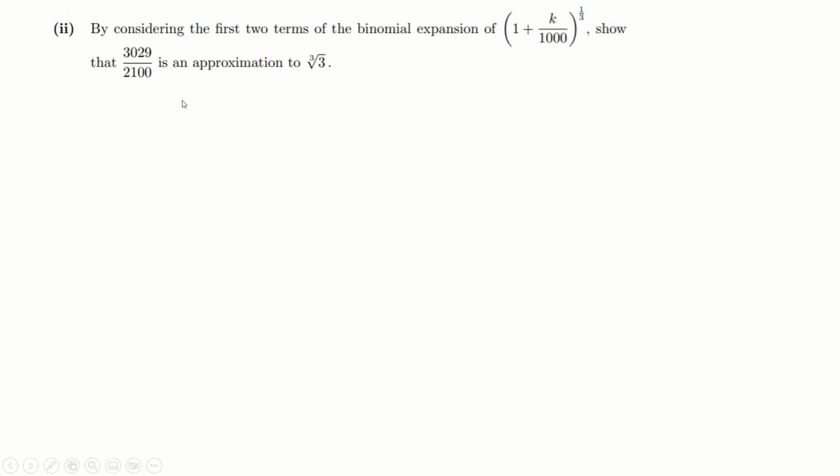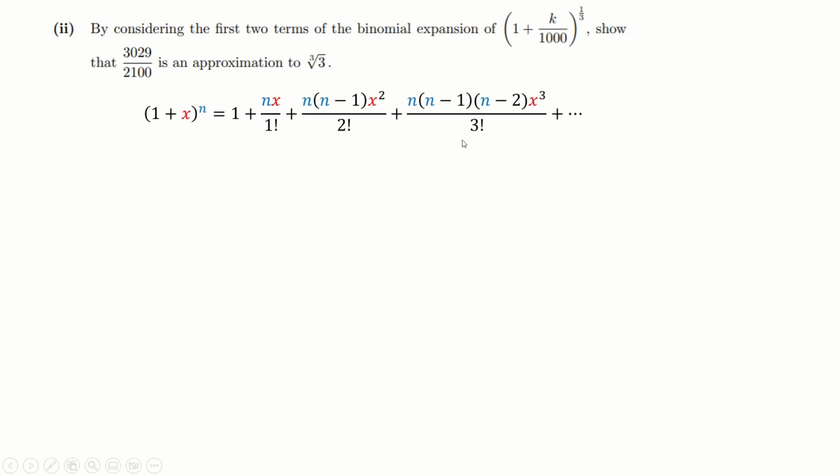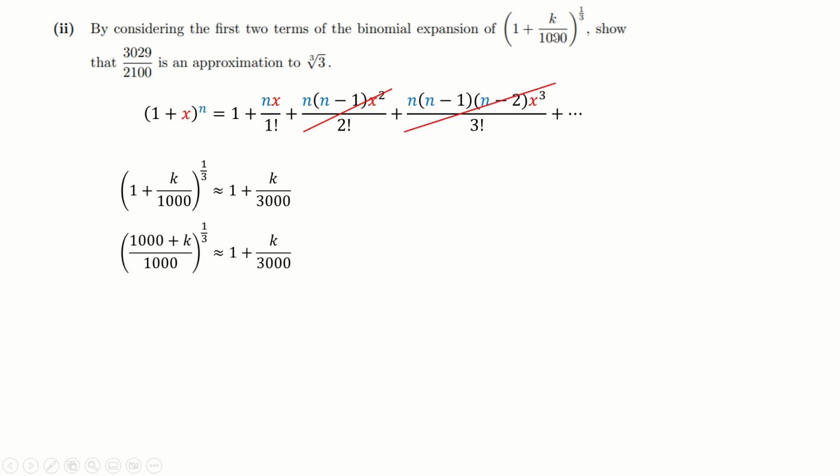And last part, by considering only the first 2 terms of this. That's nice, right? We need to use the same thing, but we only have to do the first 2 terms, which is super nice of them. So it's just 1 plus, well, k is x, n is a third, and x is k over 1,000. So it's super easy. It's just going to be a third times 1,000 goes at the bottom, a third goes at the bottom. It's going to be 3,000 there, isn't it?